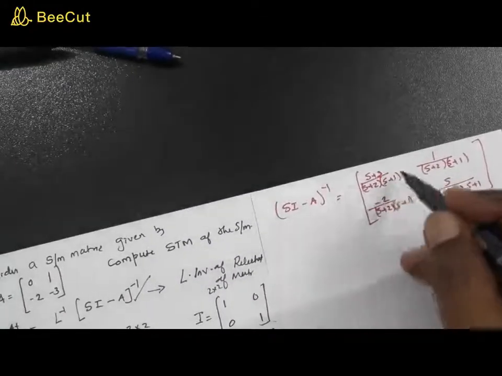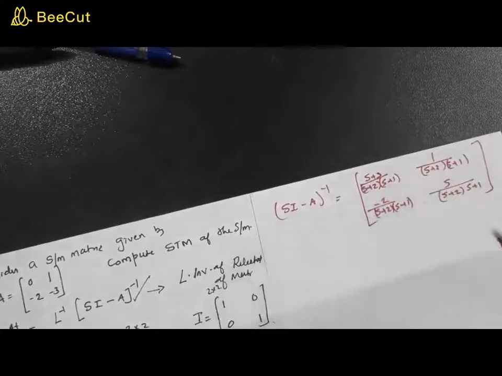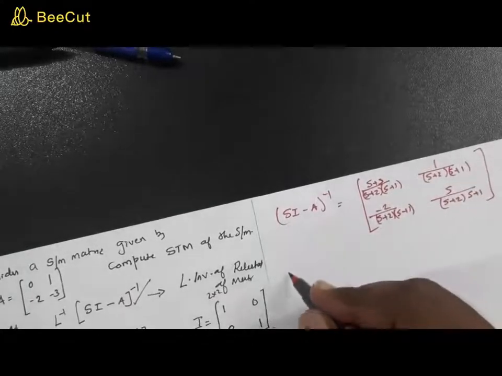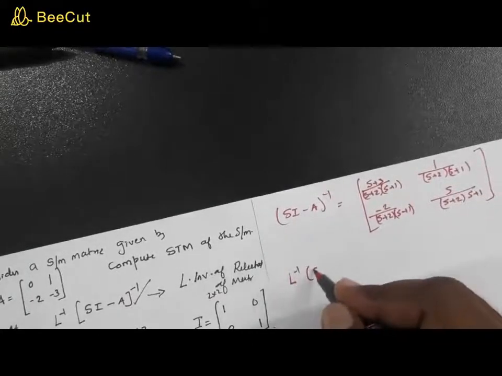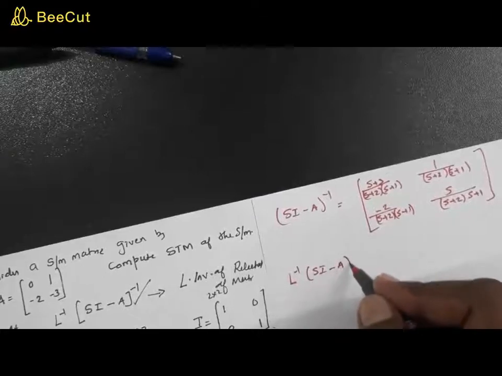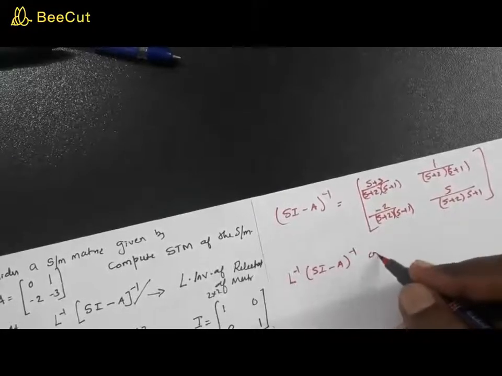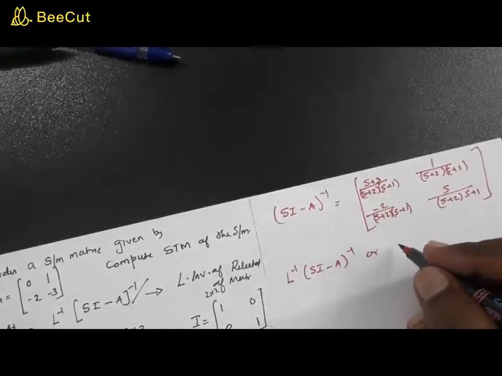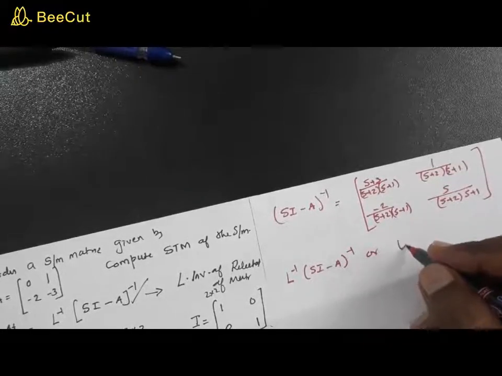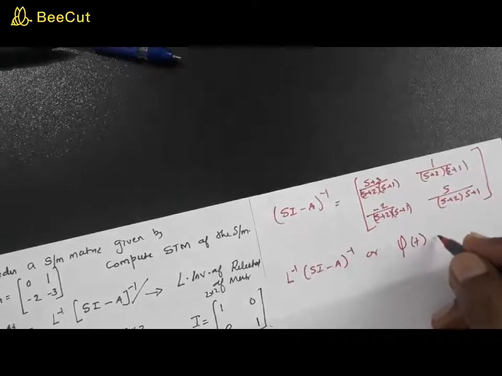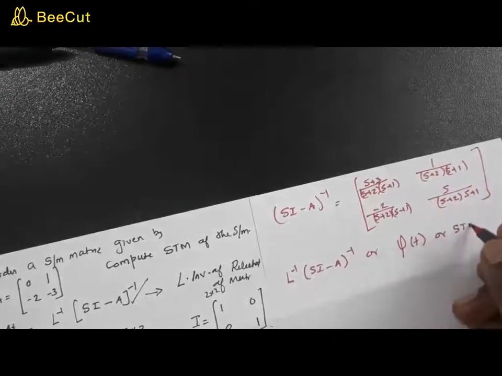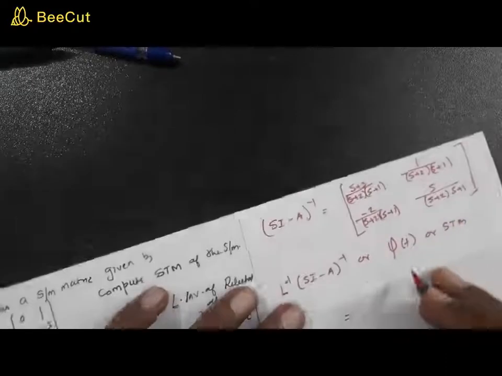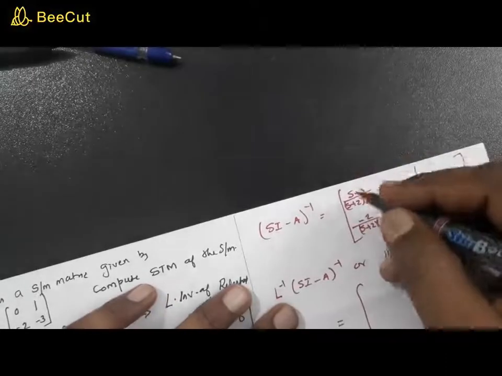All the elements in this are in the s domain. We want it in the time domain. That is, you are to find the Laplace inverse of (sI - A) inverse, right? That is what is called phi of t, or the STM. That is, you need to find the Laplace inverse of each element.